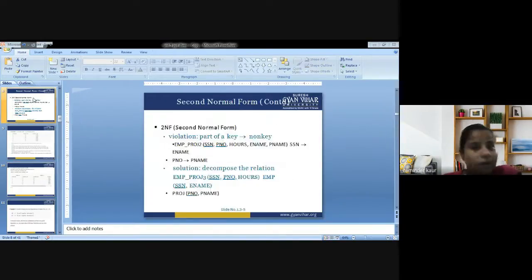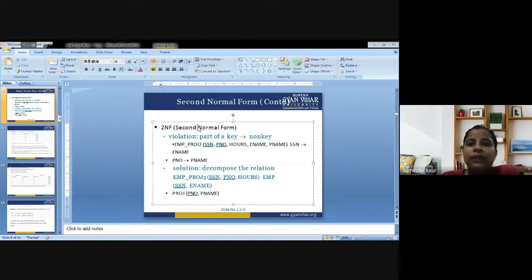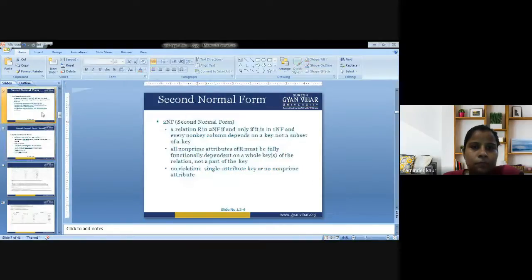Again, I am repeating second normal form. So have a look at the same. So there are certain rules. Every relation R is in 2NF if it is in 1NF, and every non-key column depends on a key that is not a subset of a key. In addition, all non-prime attributes of R must be fully functionally dependent on the whole key of the relation, not a part of the key. And third is no violation, that is single attribute key or no non-prime attribute.